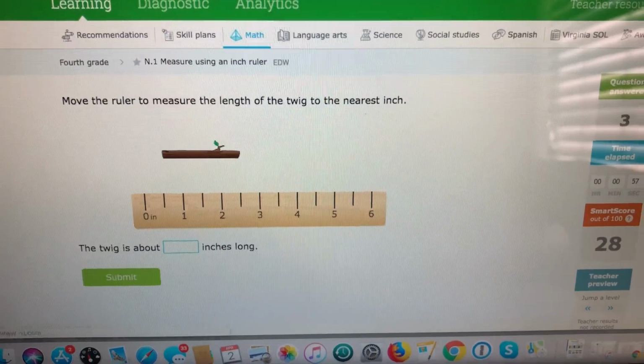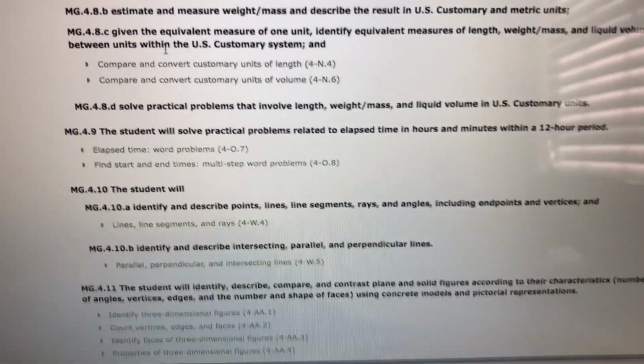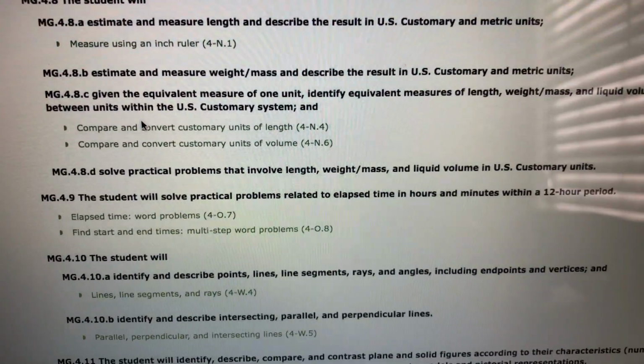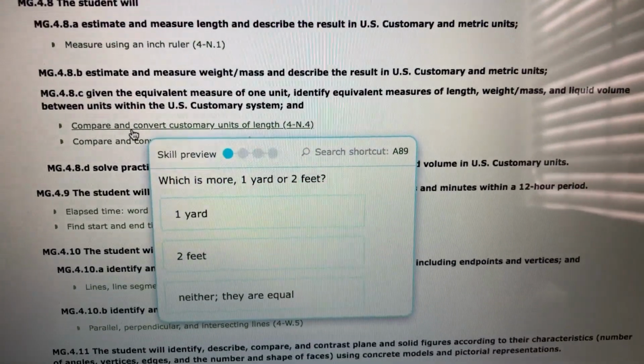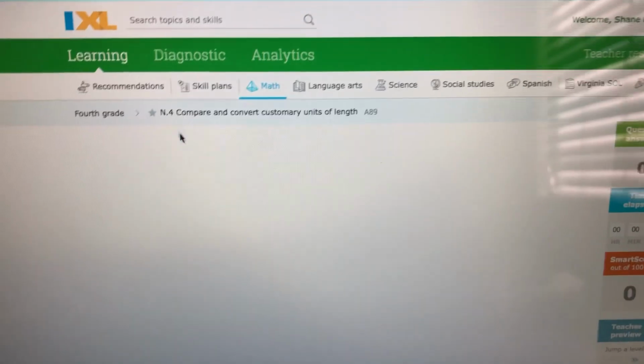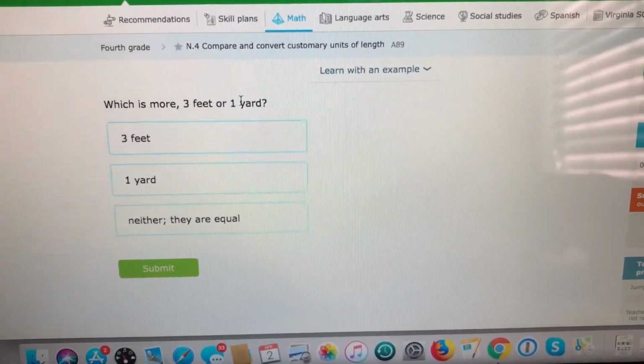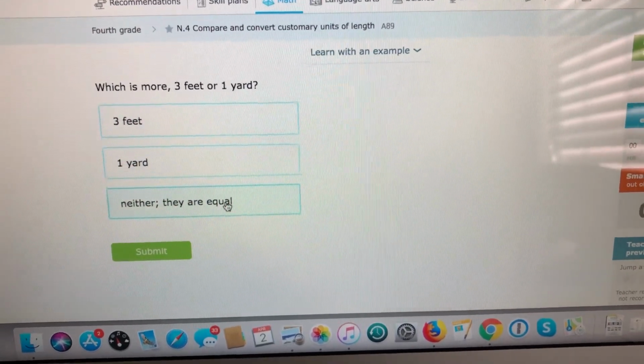All right, let me show you the next one. That was under 4.8A. Let me show you 4.8C, which is compare and convert customary units of length. Which is more, 3 feet or 1 yard? 3 feet is equal to a yard.